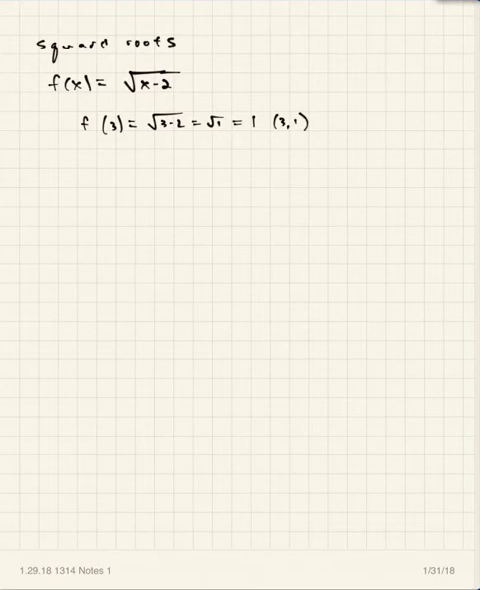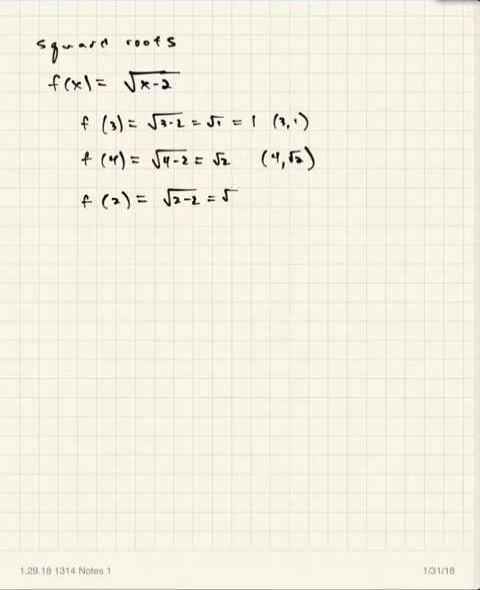No big deal. f of 4 is not a problem. That's the square root of 4 minus 2, which is the square root of 2. You could find a decimal for that if you wanted to, or you could just leave it as the square root of 2. And you can say that you've got the ordered pair (4, square root of 2). It's about 1.4, a little bit bigger than 1.4. f of 2 is not a big deal either. The square root of 2 minus 2 is the square root of 0. Don't freak out. I see students frequently freaking out on the square root of 0. The square root of 0 is just 0.